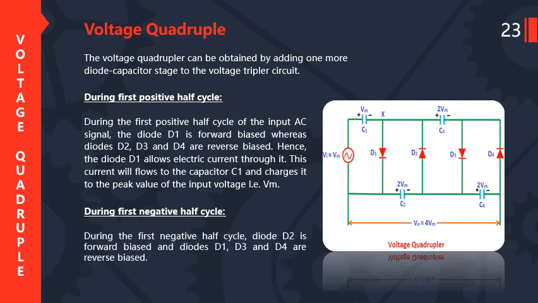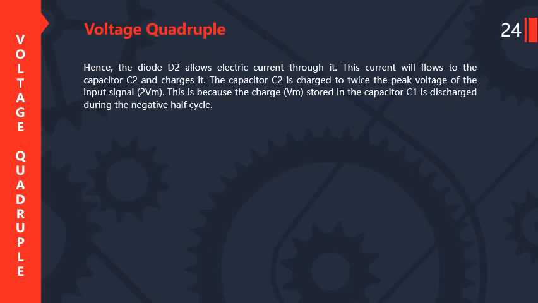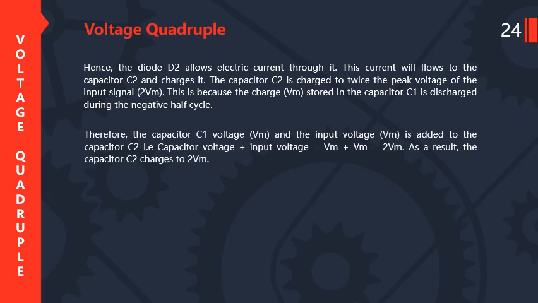During the first negative half cycle, the diode D2 is forward biased and the diodes D1, D3 and D4 are reverse biased. Hence, the diode D2 allows electric current through it. This current will flow to the capacitor C2 and charge it. The capacitor C2 is charged to twice the peak voltage of the input signal, meaning 2Vm. This is because the charge Vm stored in capacitor C1 is discharged during the negative half cycle. Therefore, the capacitor C1 voltage Vm and input voltage Vm are added to the capacitor C2, that is capacitor voltage plus input voltage is equal to Vm plus Vm equal to 2Vm. As a result, the capacitor C2 is charged to 2Vm.